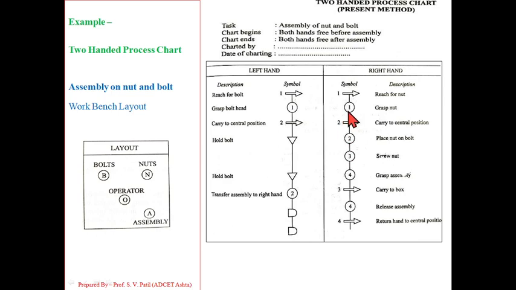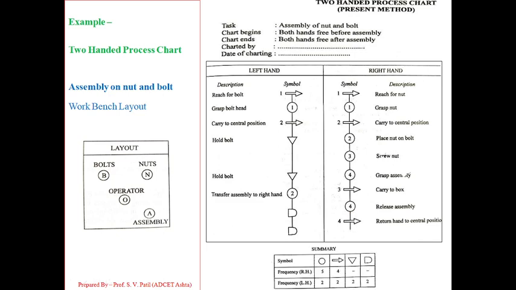See, this is the first operation, this is the second operation, this is the third operation, this is the fourth operation. Now here instead of 4 it should be 5. So this is the small correction that we are supposed to do over here. At the end, we are supposed to prepare the summary. The summary will appear like this.